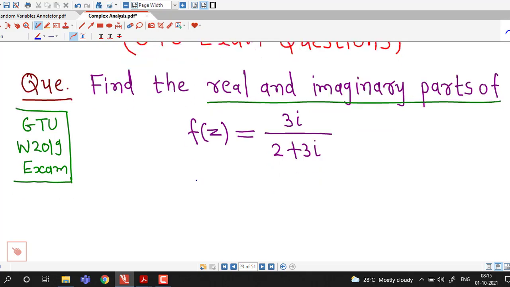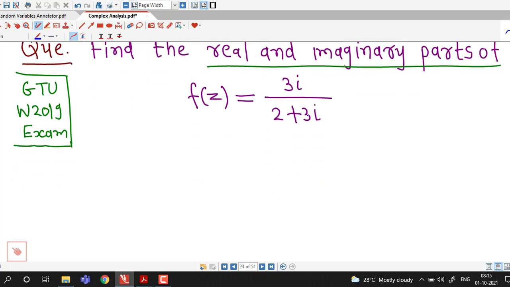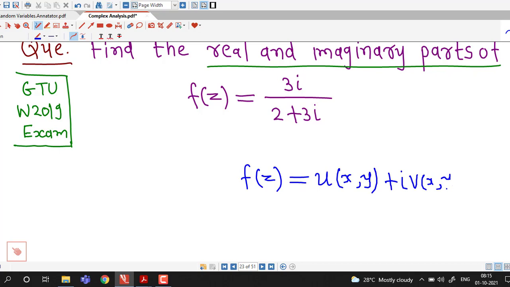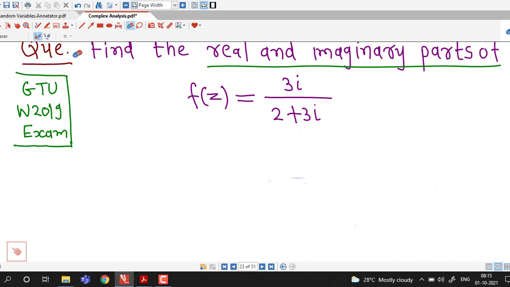So as we know, if we want to find out real and imaginary parts of any complex function, we have to write our function in this form: u(x,y) plus i times v(x,y). So this right hand side is not in this form, u plus iv. So first I have to express this right hand side in this form, and then I will be able to decide real and imaginary parts of the given complex function.